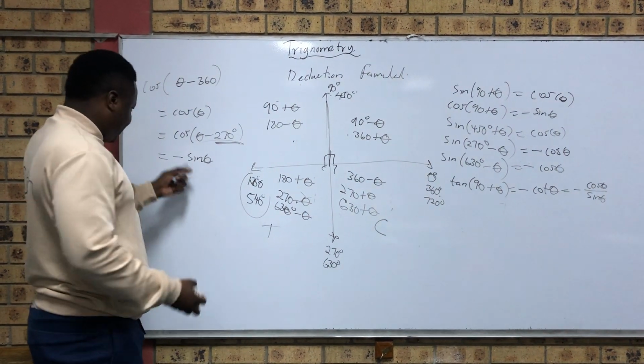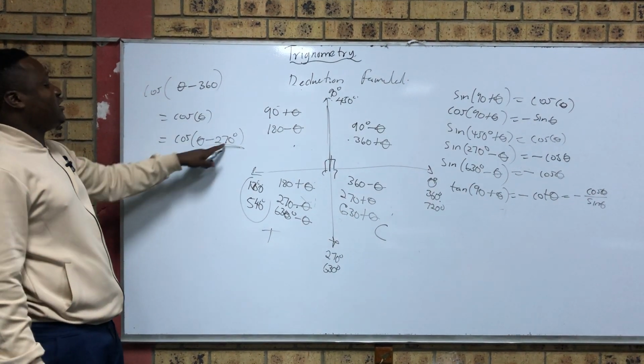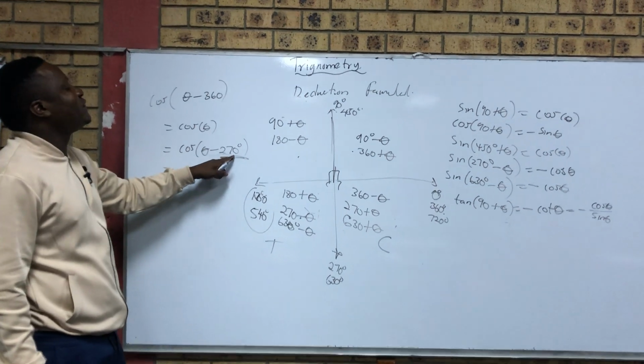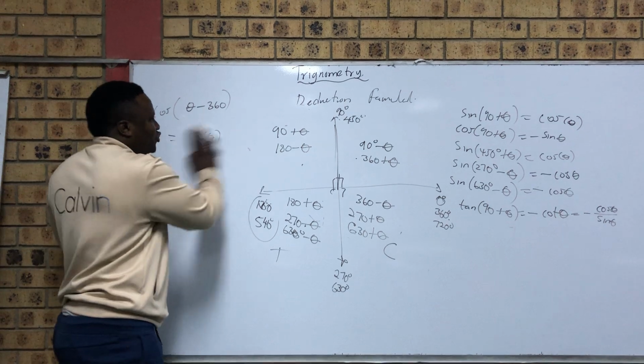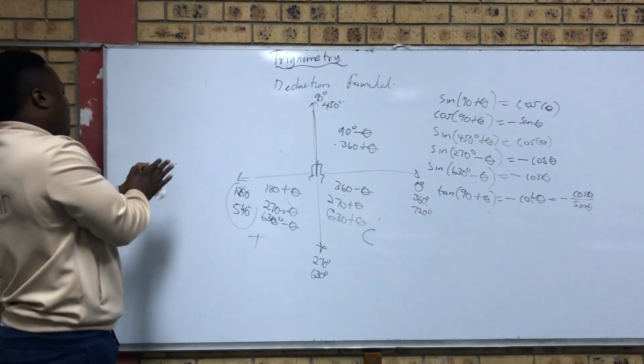Then from here now, this is going to be negative. Why is the sign changing? Because of the angle that is found in the vertical. Then for now, let me teach you the negative angles. This one is very important.